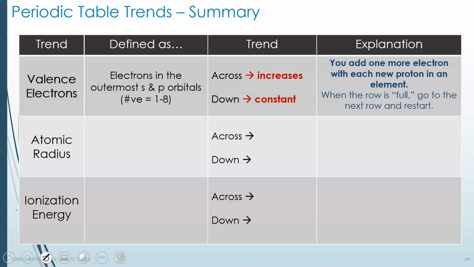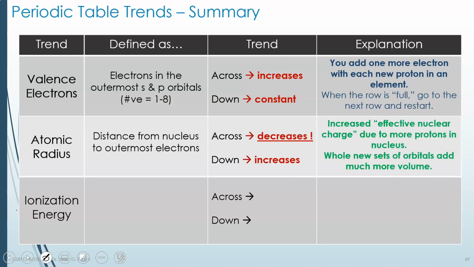They increase from left to right, and we'll talk more about these in the next unit. I don't want to spend too much time on that right now. But the atomic radius and the ionization energy, these are trends you need to know for this unit. So the atomic radius is essentially the size of the atom, defined as the distance between the nucleus, the center, and the outermost electrons, the edge of the atom, if you will.